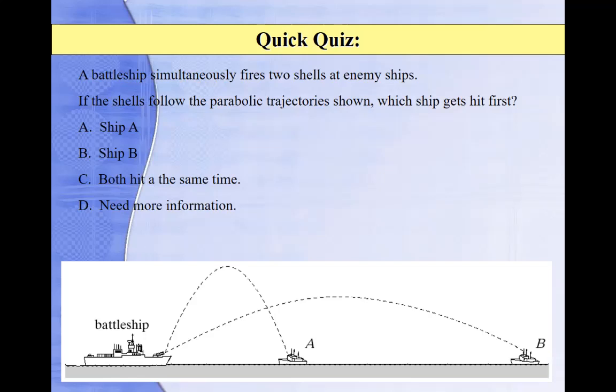If they do, then the parabola we see to reach ship A should take the same time as ship B, but it's going to have more vertical component and less horizontal. But if they don't have the same velocity when fired from their cannon, then we don't really know which one's going to hit first and which one's going to hit second.